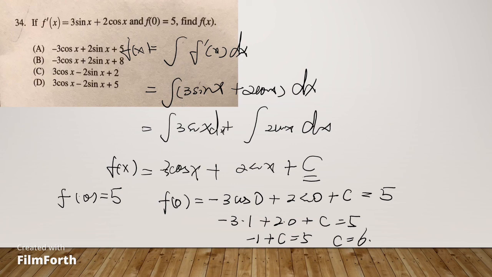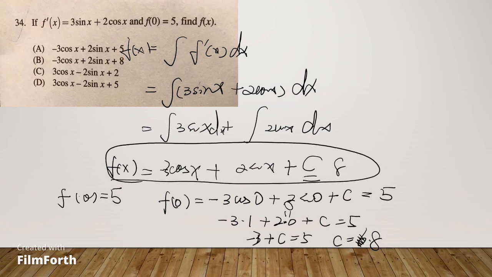Oh, we don't have this choice. So that means we made an error at some point. Negative 3 cosine 0 is 1. Negative 3 plus 2. Negative 1 plus c equals 5. C equals 6. Okay, here. Negative 3 plus 2 times 0. So this is equal to 0. So it's negative 3 plus c equals 5. So c equals 8. So we should choose B.